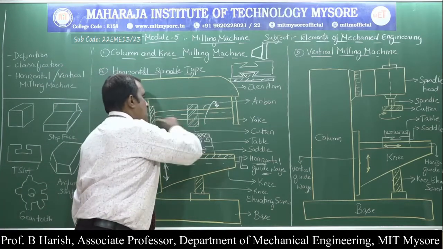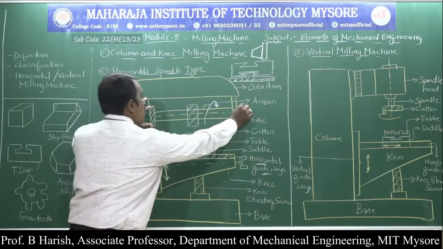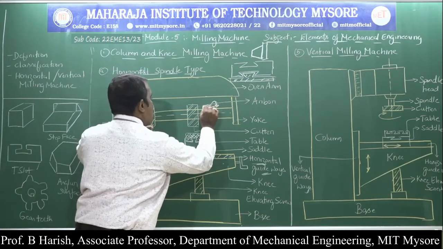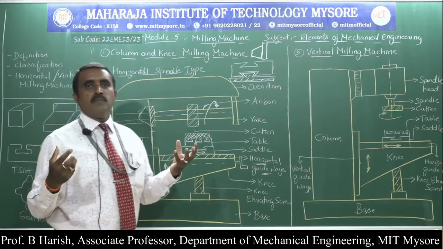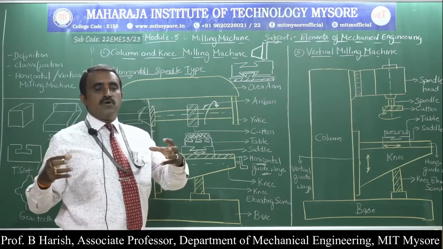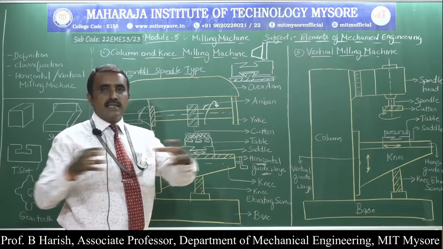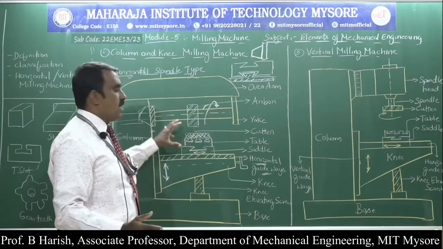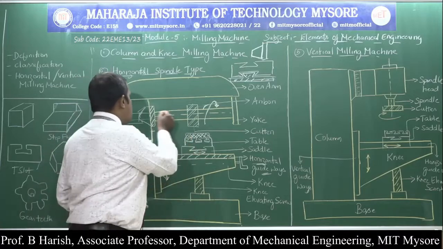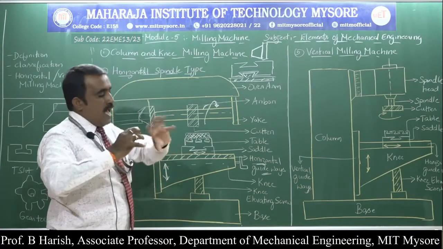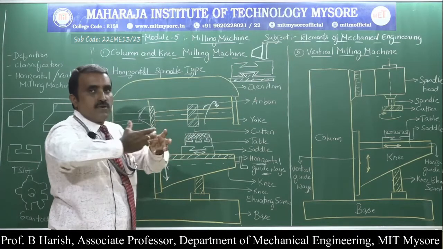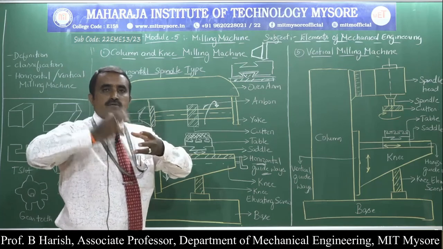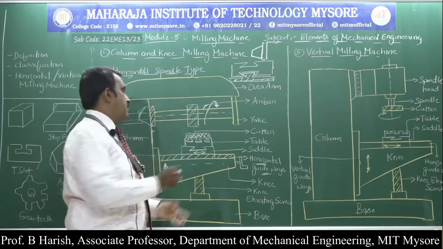Now to the spindle, the arbor is connected. So this is the arbor. What is an arbor? Arbor is nothing but the shaft. When we have a lengthy shaft, the shaft is called an arbor. This shaft is connected to the spindle. As the spindle rotates, the shaft also rotates along with the spindle.